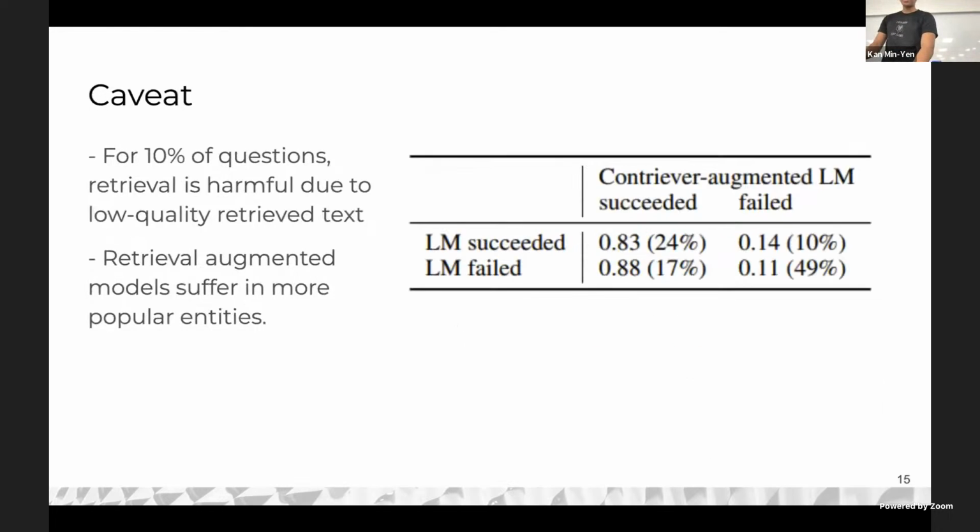However, there's a caveat. For 10% of the questions, retrievals may not always be correct or helpful and can actually mislead LMs. And retrieval-augmented models suffer on more popular entities, because the paper mentioned something about the parameters. If the model is big, the parameters can actually memorize a lot of the answers to more popular questions. And if you retrieve low-quality text, it will actually confuse the models instead.